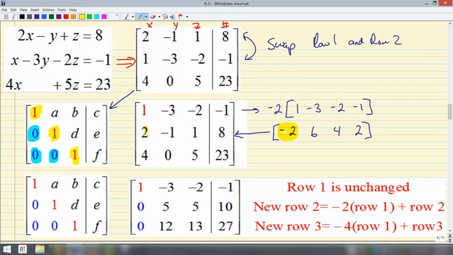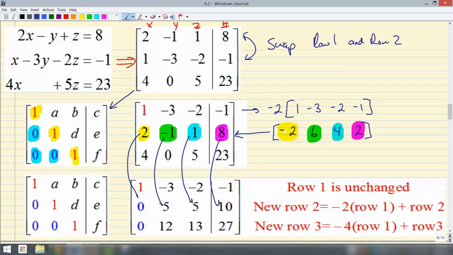Negative 2 plus 2 gives you 0. 6 plus negative 1 gives you 5. 4 plus 1, 5. 2 plus 8, 10. So now we have a new row number 2, and the new row number 2 has a 0 as its lead term. We're going to do the exact same thing with row number 3.